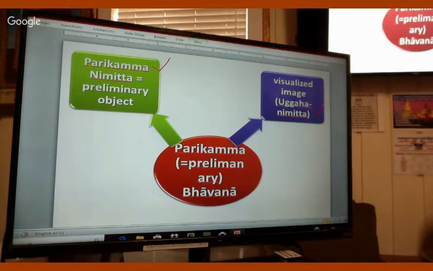So different. Many people are confused. Here, as we explained, the common Parikamma Bhavana works with two kinds of object, Parikamma Nimitta and Uggaha Nimitta. And then the next one: two kinds of Bhavana have a common object, only one object.